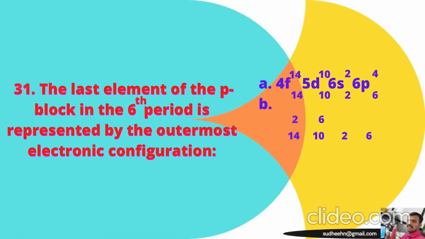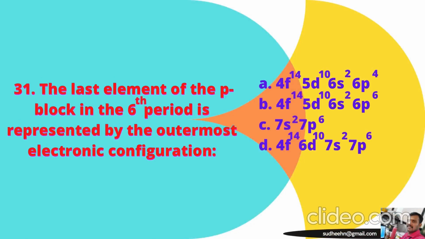The last element of the P block in the sixth period is represented by the outermost electronic configuration. Option A: 4f14, 5d10, 6s2, 6p4, that is polonium, atomic number 84. Option B: 4f14, 5d10, 6s2 and 6p6. The element is radon. And option C: 7s2 7p6, that is Og. And option D: 4f14, 6d10, 7s2 and 7p6.